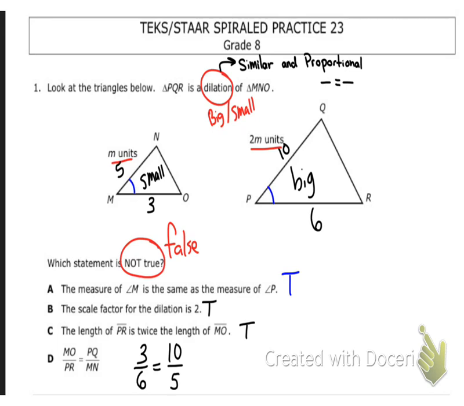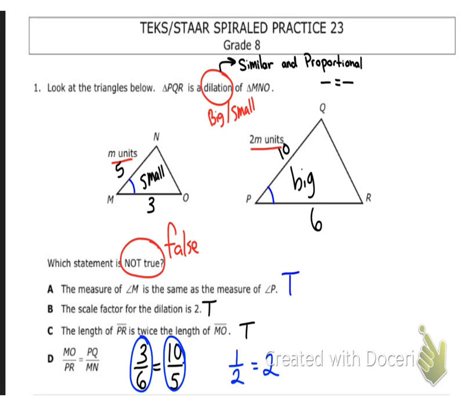Is this proportion true? Now, I'm hoping you guys can tell at a glance, but here's the simple thing. If I simplify 3 over 6, that's 1/2. And if I simplify 10 over 5, that's 2. Is 1/2 equal to 2? No. That proportion is set up wrong.